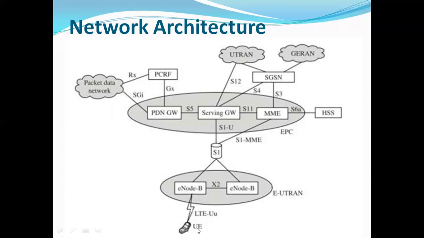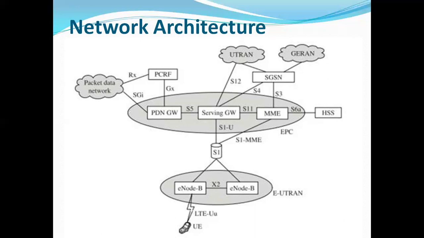User equipment is also called mobile terminal. It is an access device for the user. It provides measurements that indicate channel conditions to the network. The second component is Node B. It is also called base station. It interfaces user equipment to EPC and is the first point of contact for the user equipment.